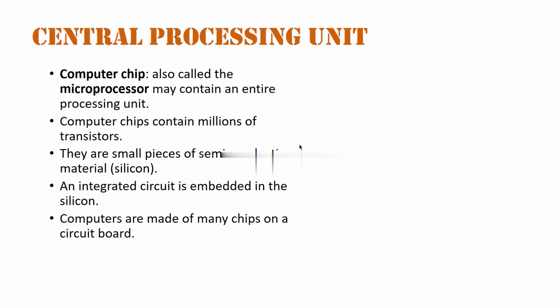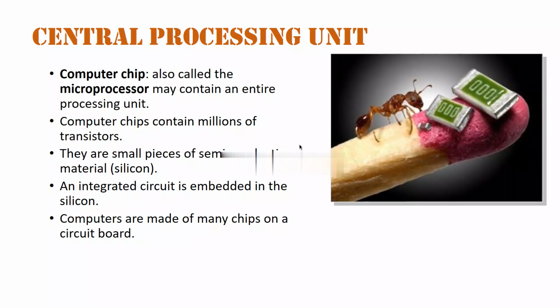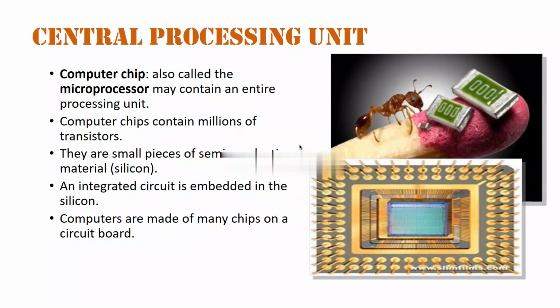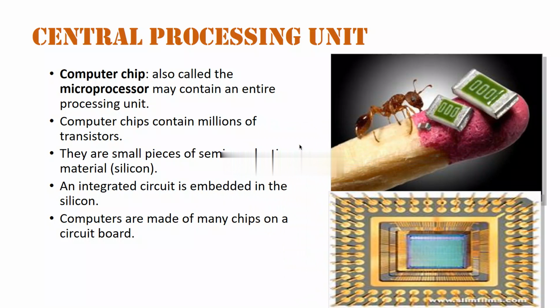They are small pieces made up of silicon materials, and they have the ability to store various bytes and kilobytes of data. So computers are made up of many chips on a circuit board. That's just a demonstration of how the CPU part looks like.